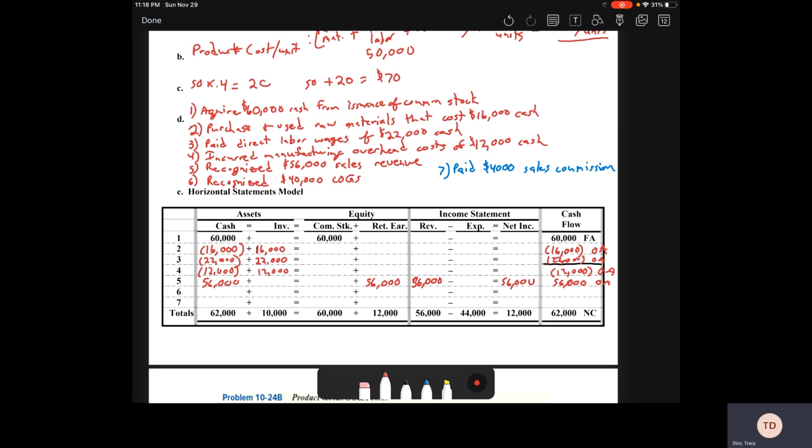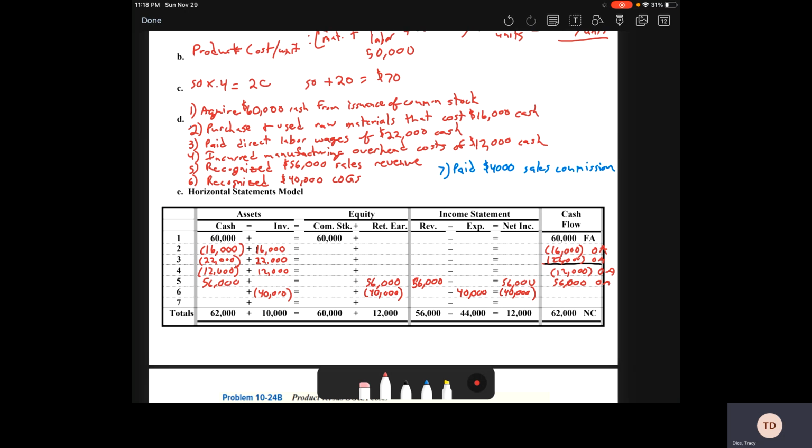Now, number 6 would be recognizing that cost of goods sold. So that's where we see our inventory decreasing $40,000, because we no longer have that inventory to sell. Now those costs of goods sold are finally coming out of our retained earnings. That is our expense. But we're not actually paying that money because we paid $40,000 in those first 2, 3, and 4 transactions.